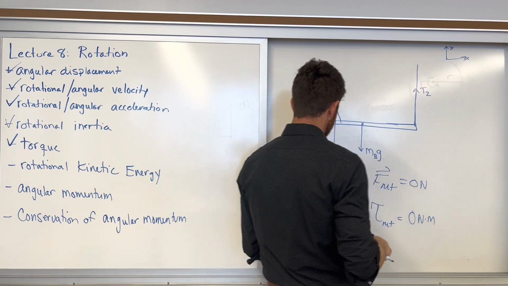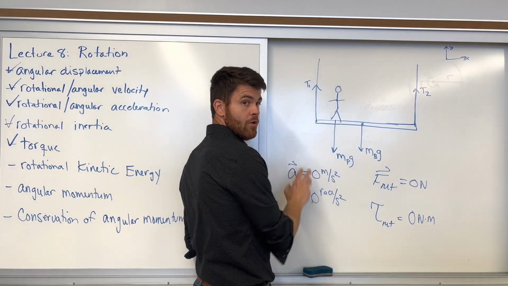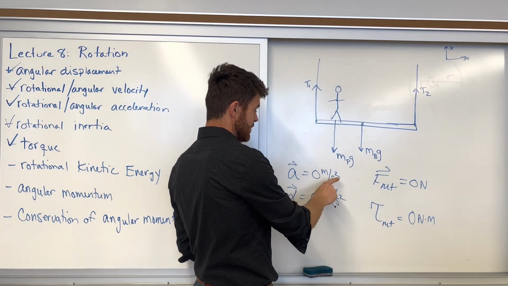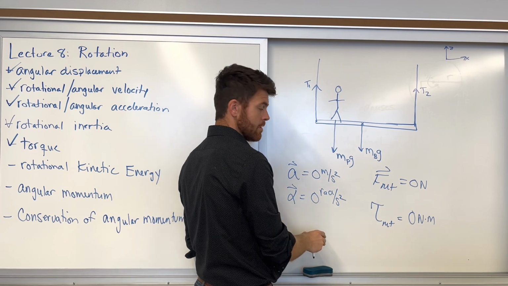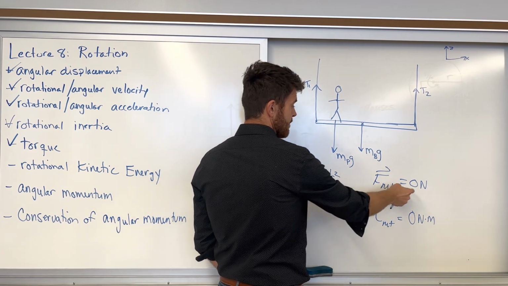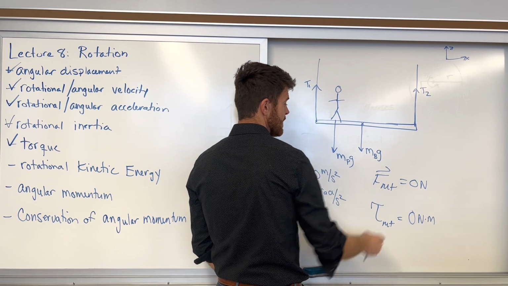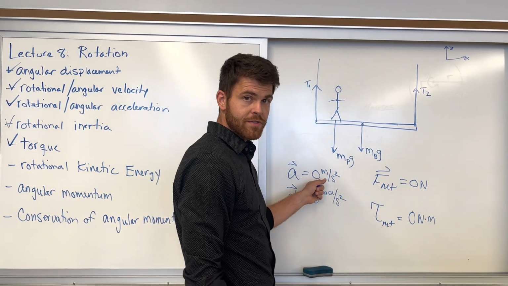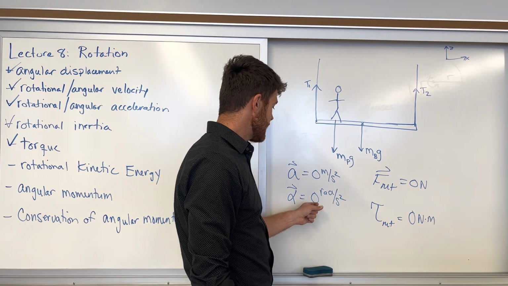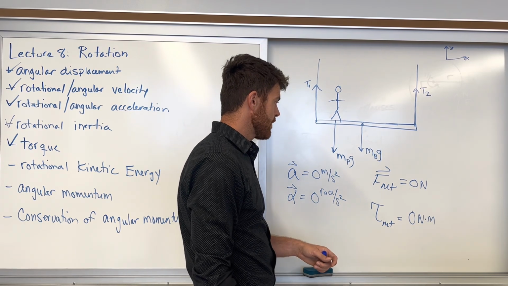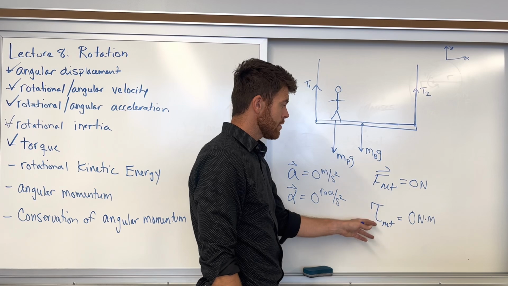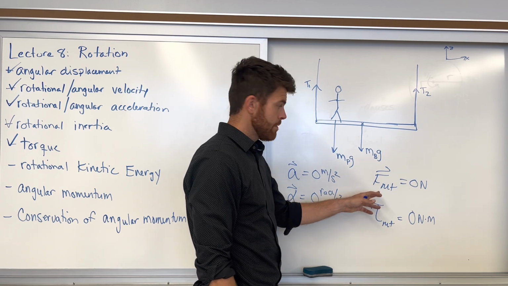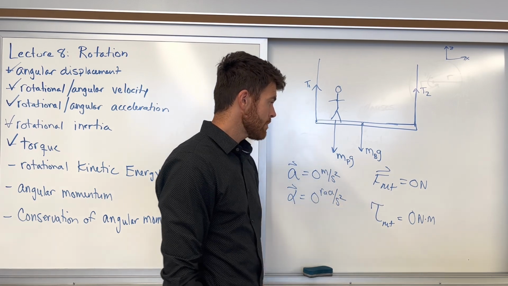Now because it's not moving, it has no linear or translational acceleration, and no rotational or angular acceleration, we say that the object is in equilibrium. Equilibrium is when its acceleration is equal to 0 and its angular acceleration is equal to 0. And these are the two conditions for equilibrium: the net force must equal 0, and the net torque must equal 0.